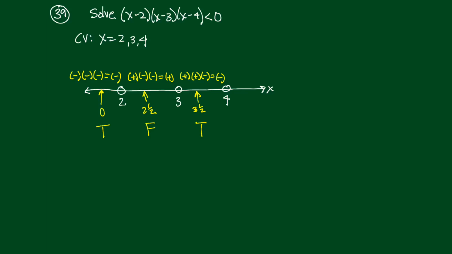And finally, if we go out to our last interval here, pick any number bigger than 4, like maybe 5. If you put that 5 back into each one of these, 5 minus 2, 5 minus 3, 5 minus 4, do you see that they're all positive? If you multiply those three positives together, you get a positive. So if you pick any number here and compute, you'll get a positive, and the statement you're making is that a positive is less than 0, which, of course, is false.